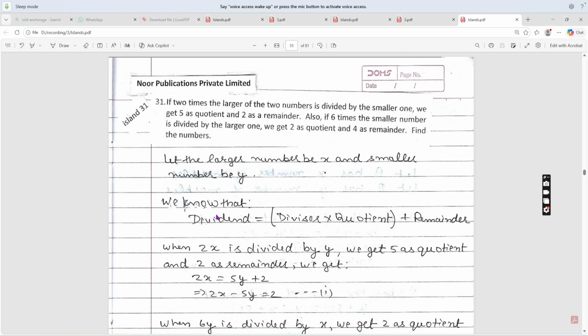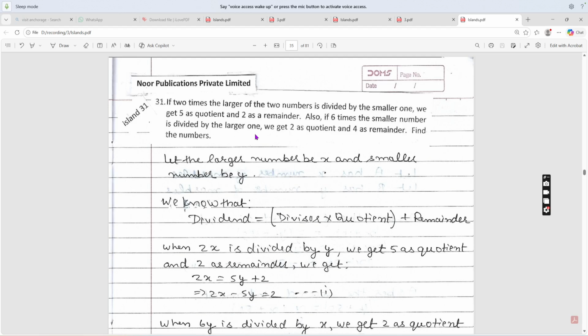Okay, now we are going to proceed to the next island, that is island 31. It is also very interesting and very amazing. What we have to do here, just see: if 2 times the larger of the two numbers is divided by the smaller one, we get 5 as quotient and 2 as remainder. Also, when 6 times the smaller number is divided by the larger one, we get 2 as quotient and 4 as remainder. Find the numbers. Very simply, just see.